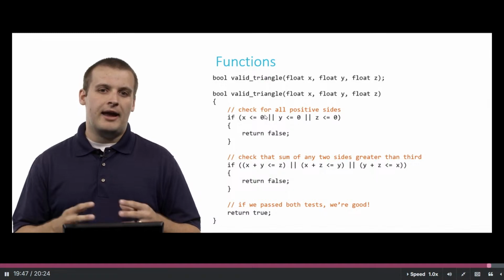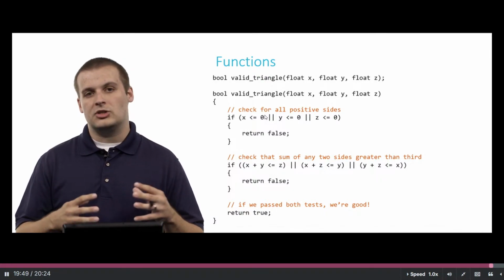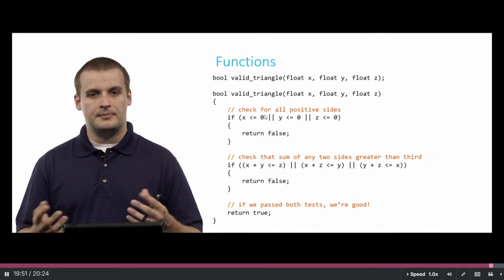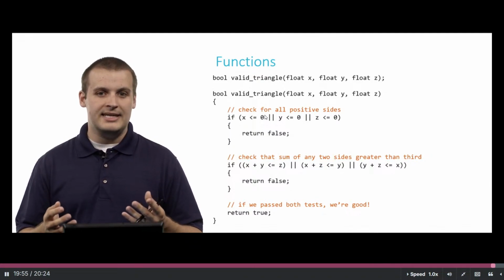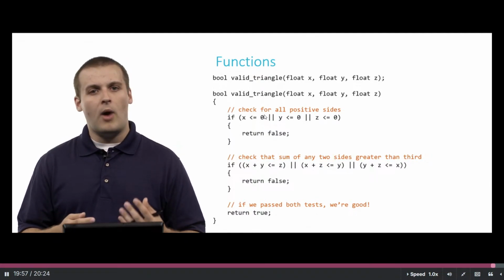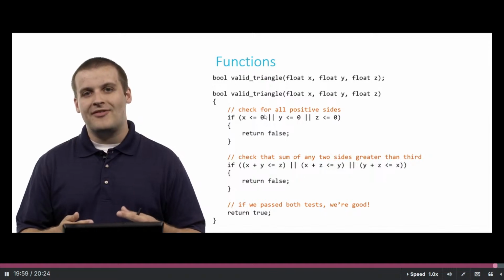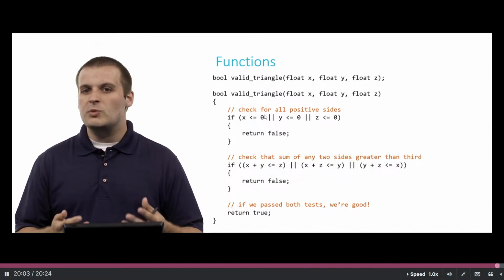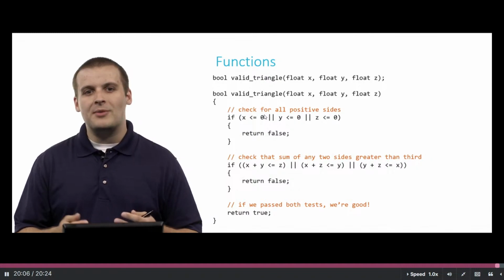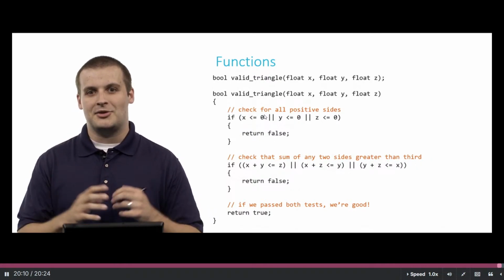Next, we check to make sure that every pair of inputs is greater than the third one. So if x plus y is less than or equal to z, or if x plus z is less than or equal to y, or if y plus z is less than or equal to x, that also can't be a valid triangle. So we return false again. Assuming we passed both of the checks, though, then we can return true, because those 3 sides are capable of creating a valid triangle.